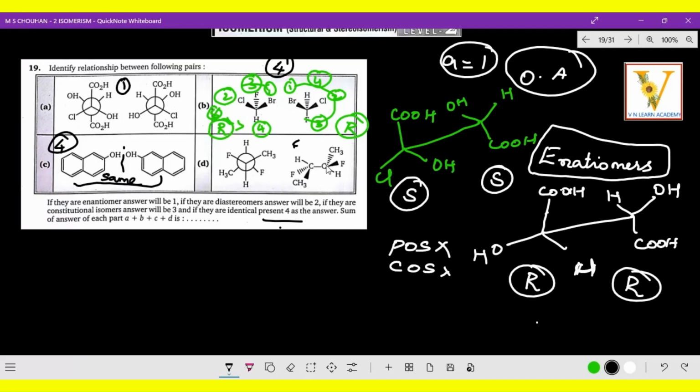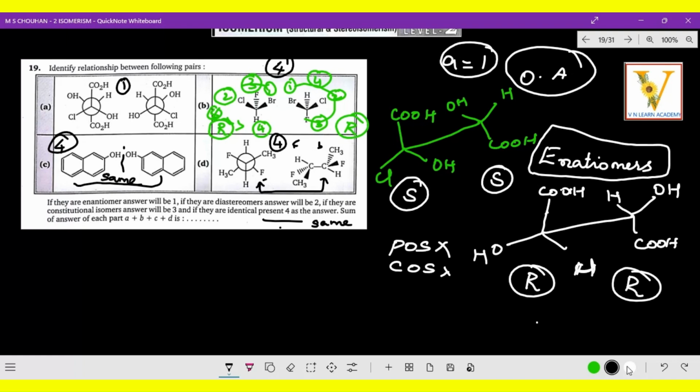Now you observe that back carbon. In this, fluorine is a wedge, and CH3 is a dash, and hydrogen. Now you see actually both are similar only, wedge and dash. Here they mention front and back carbon. They mention this is back carbon and this is front carbon. So this is also the same only. Same means the value will be 4.